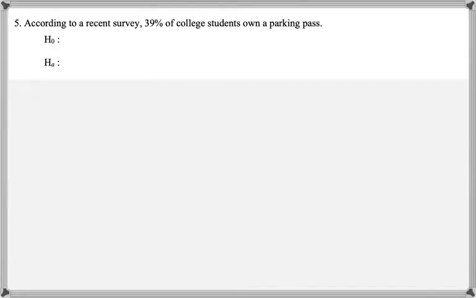According to a recent survey, 39% of college students own a parking pass. So that is the claim, and that means that the proportion is equal to 39%, or 0.39. So that has to be the null hypothesis because it uses an equal sign. So the null hypothesis is the claim.